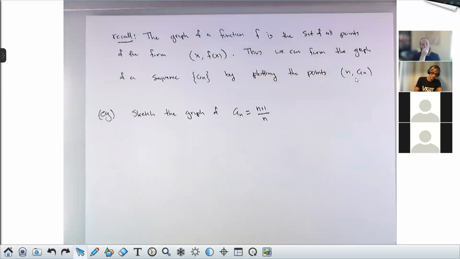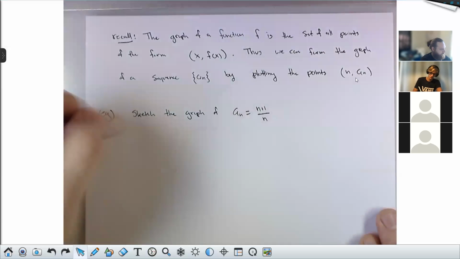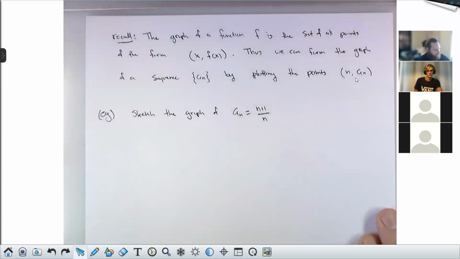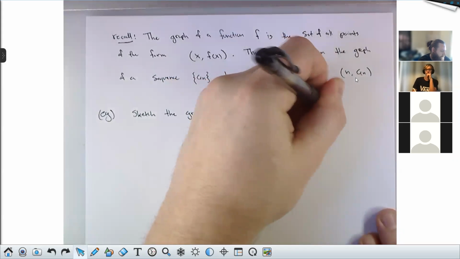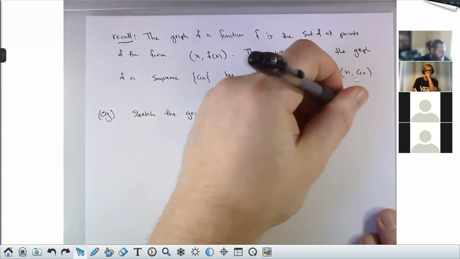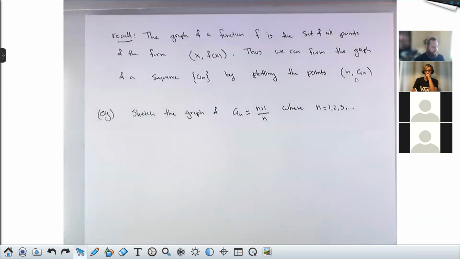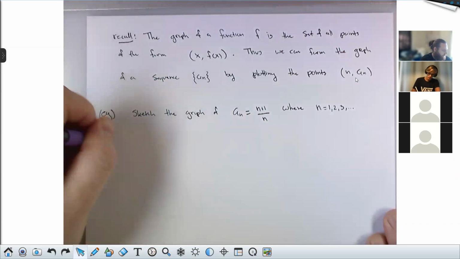Let's sketch the graph of the sequence a_n given by the formula a_n equals (n plus 1) over n. And I should specify where n here will start. We cannot start this guy at 0, right? So to do this, I'm just going to make a table, just like we're back in 7th grade.